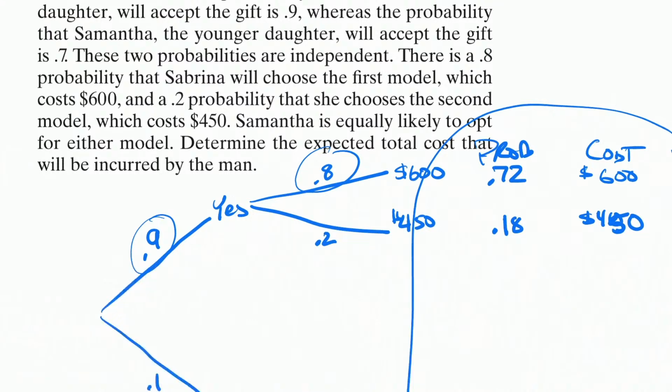But like I said, another way of looking at this is that there are 4 options, not 2. And those 4 options are that they both want a tablet, that just Samantha wants it, just Sabrina wants it, or neither. So either way, you should get the same total once you total it up.